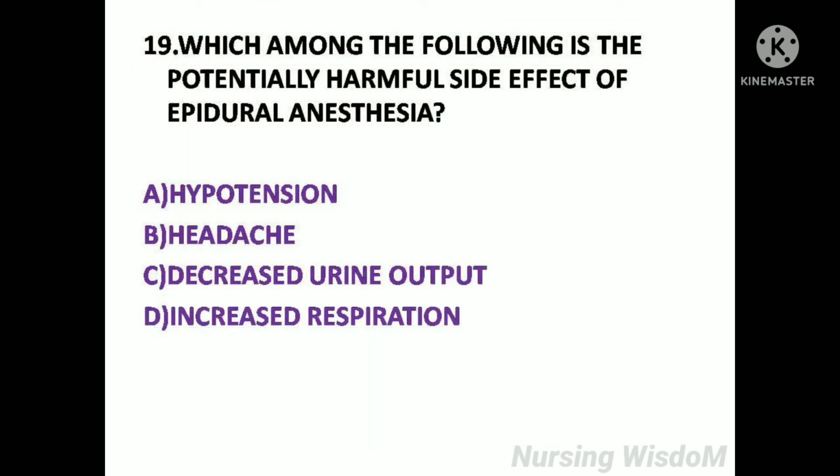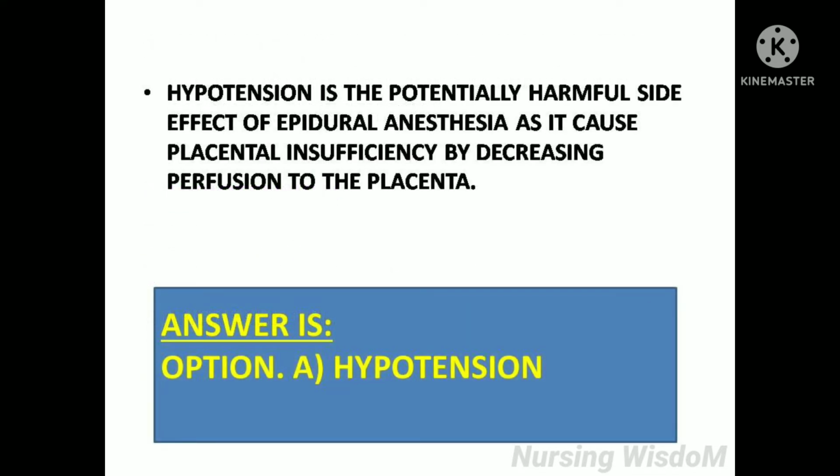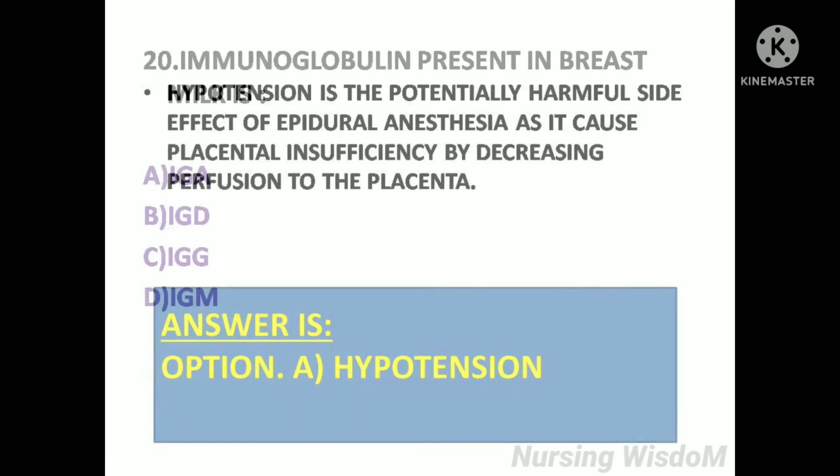Next question. Which among the following is the potentially harmful side effect of epidural anesthesia? Option A, hypotension. Option B, headache. Option C, decreased urine output. Option D, increased respiration. Hypotension is the potentially harmful side effect of epidural anesthesia as it causes placental insufficiency by decreasing perfusion to the placenta. So here the answer is option A, hypotension.